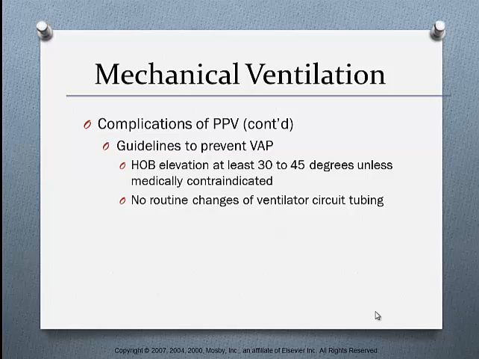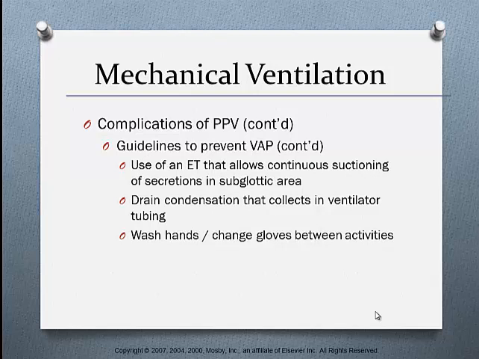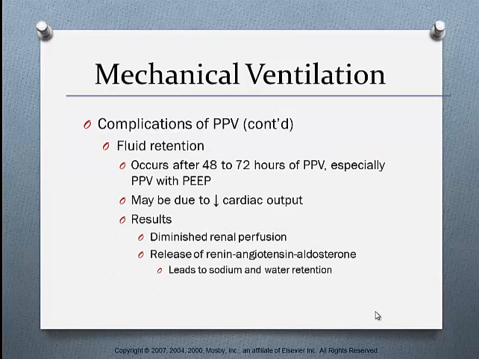To prevent ventilator-associated pneumonia, we want the head of bed elevated 30 to 45 degrees unless medically contraindicated, and no routine changes of ventilator circuit tubing. Also, use of an ET tube that allows continuous suctioning of secretions in the subglottic area, drain condensation that collects in the ventilator tubing, wash hands and change gloves in between activities.